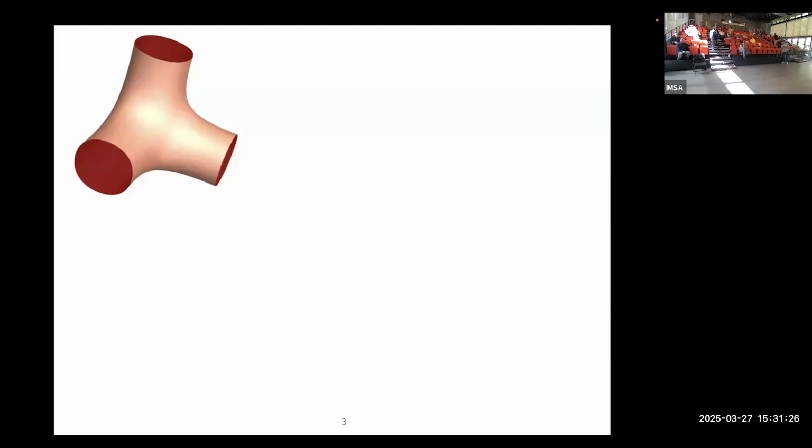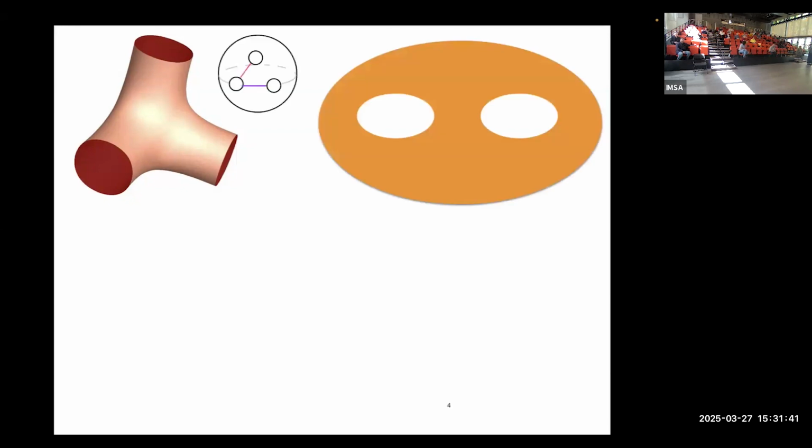So let's start with a surface with boundary, orientable. Here we have a pair of pants with three boundary components. The goal is to study curves on this surface, curves up to free homotopy, that is, deformation.